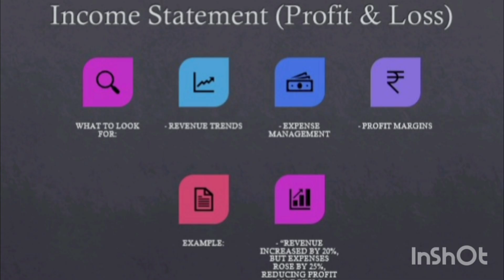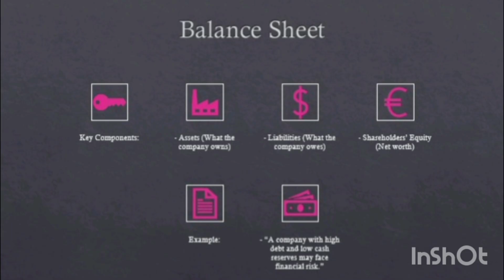Now that we understand the company's revenue, expenses, and profit through the income statement, let's move on to the balance sheet. This provides a snapshot of the company's overall financial position. The balance sheet shows what the company owns, owes, and its shareholder equity. You want to focus on the debt level and how much cash the company holds. For example, a company with a lot of debt might be at risk, especially if it's not generating enough cash flow to cover its liabilities.